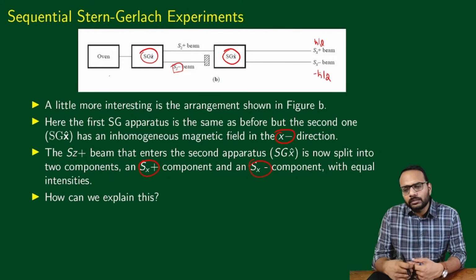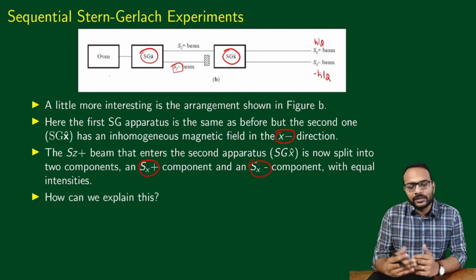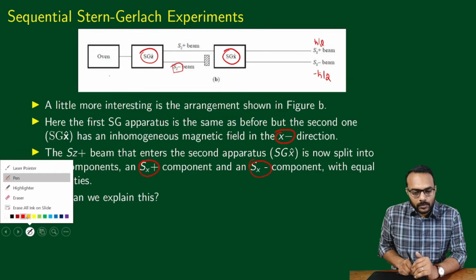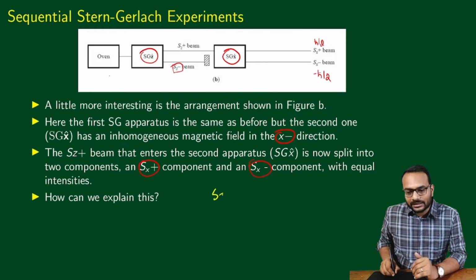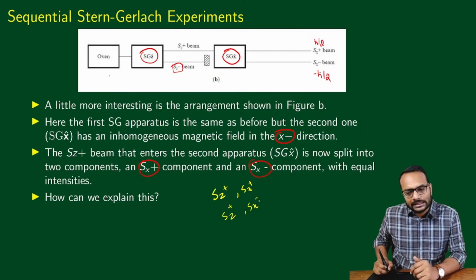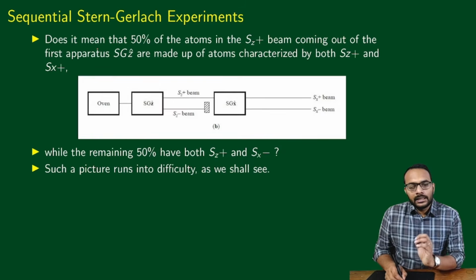Based on our classical intuition, our first guess would be that some atoms are characterized by both Sz plus and Sx plus, and the other atoms are characterized by Sz plus and Sx minus. This is what we would guess. That's what we have here.